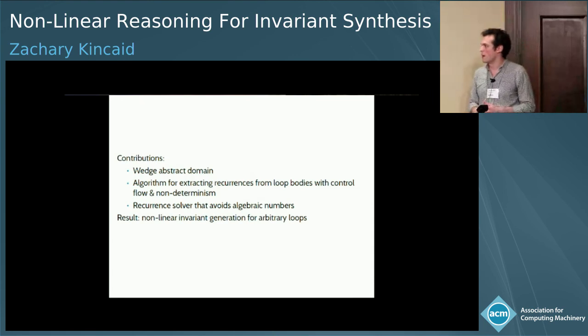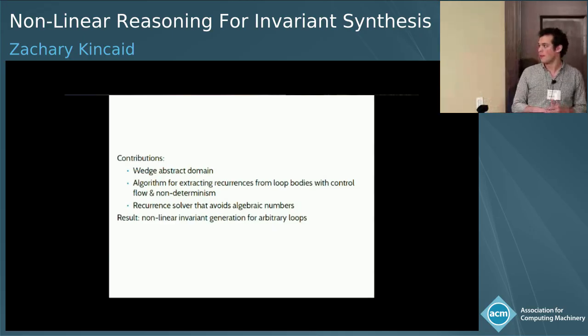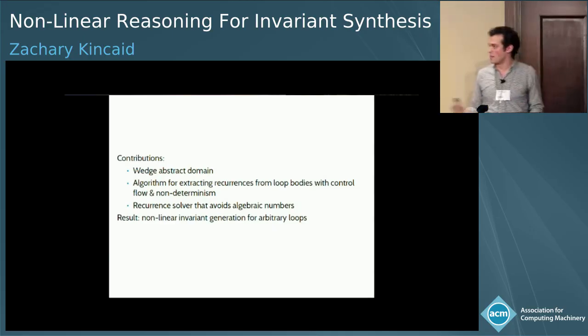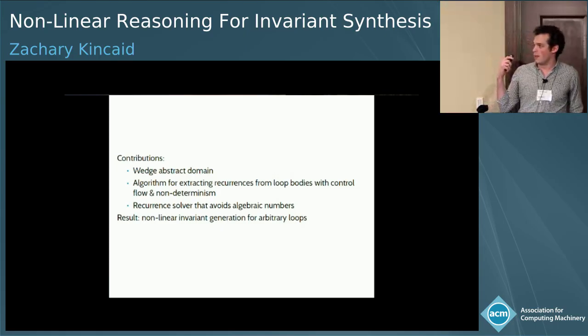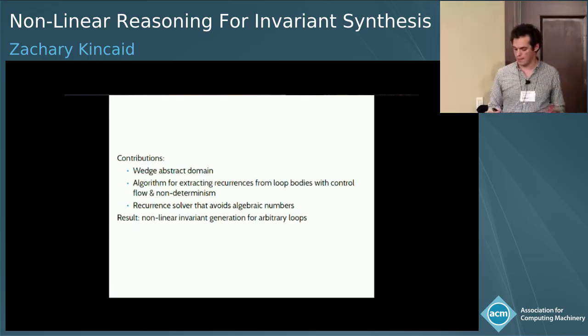All right, so summing up, the contributions of the paper are the wedge abstract domain for reasoning about nonlinear arithmetic, this algorithm for extracting recurrences from wedges, and this operational calculus-based recurrence solver that avoids algebraic numbers in their closed-form solutions. All right, and that's it. Thanks.